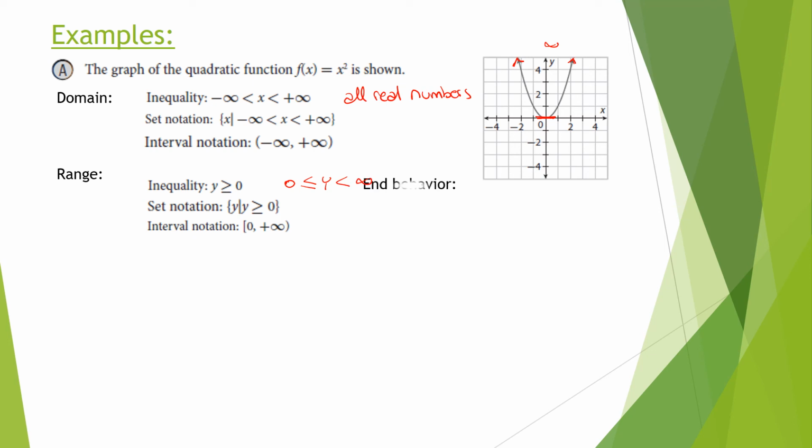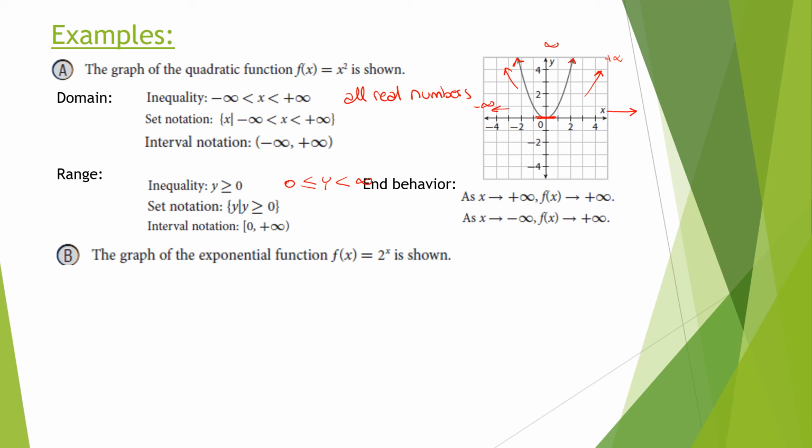Then the end behavior. How am I going to write the end behavior? I look here: when x is going to positive infinity, the part of the graph is going where? It's going positive. So when x goes to positive infinity, f of x also goes positive. And when x goes to negative infinity, f of x goes where? It's going up, so it's going to positive infinity also.